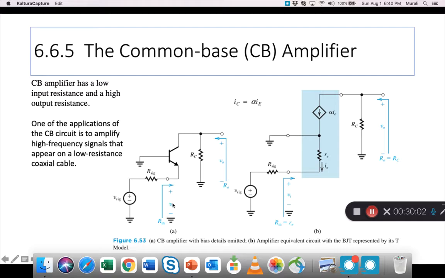All right, so Rin is shown here, Vi is shown on the emitter with reference to the base, which is grounded. The output is still coming out of the collector, and the model we use here is the T model, not the pi model. And in the T model, we deal not with gm but with alpha, right? And Re, which is different from r pi.